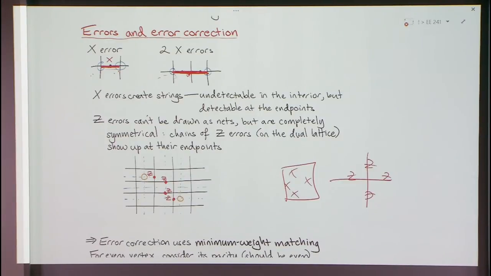What that means is that if we're trying to correct errors, if there's some set of errors acting on the state, we should run a matching algorithm to try to match up these endpoints to each other, and then we can correct the errors, because we infer that there's a string of errors between the two endpoints.